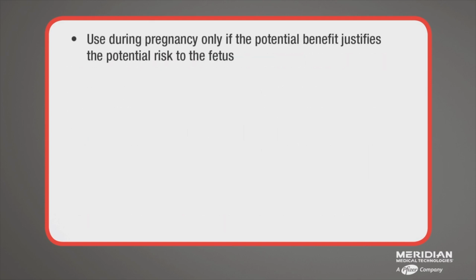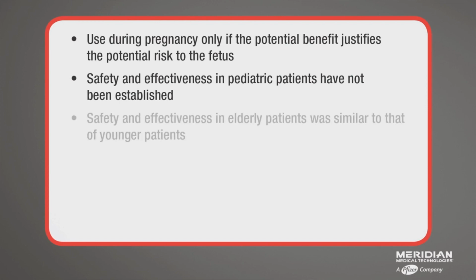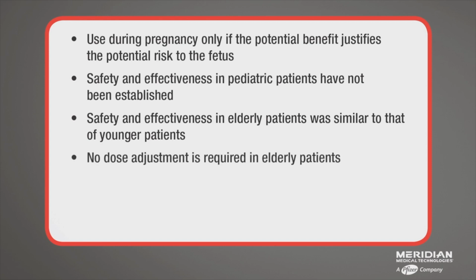Cyanokit should be used during pregnancy only if the potential benefit justifies the potential risk to the fetus. The safety and effectiveness of Cyanokit in pediatric patients have not been established. In general, the safety and effectiveness of hydroxycobalamin in elderly patients was similar to that of younger patients. No adjustment of dose is required in elderly patients. No data are available about overdose with Cyanokit in adults. Should overdose occur, treatment should be directed to the management of symptoms.